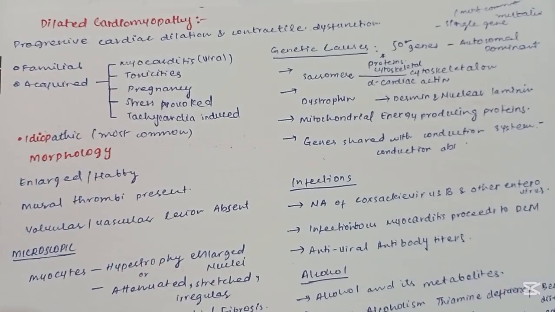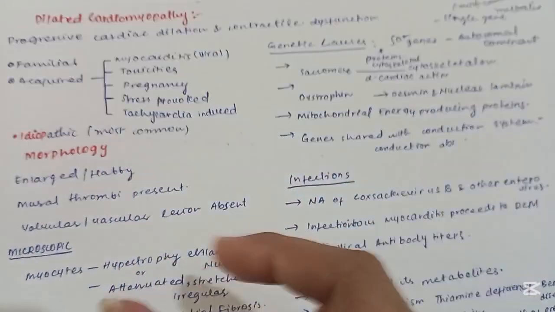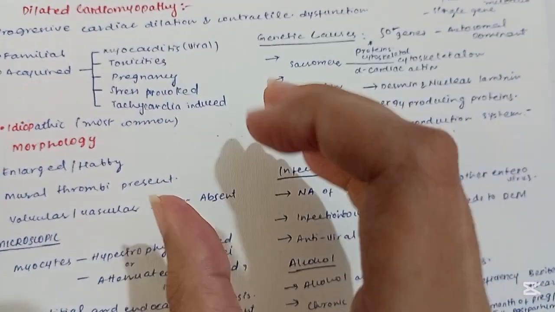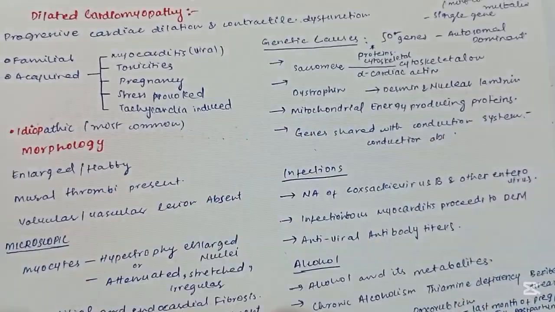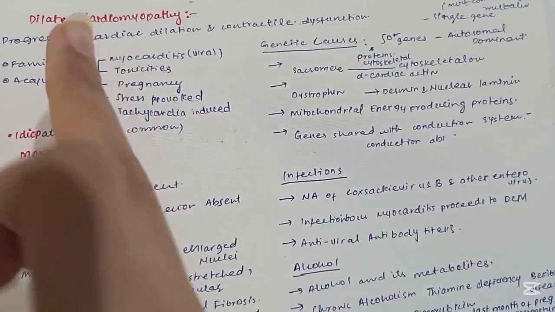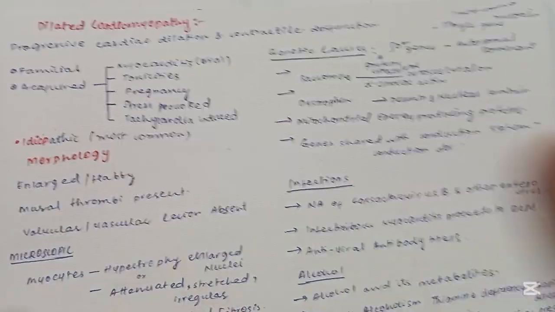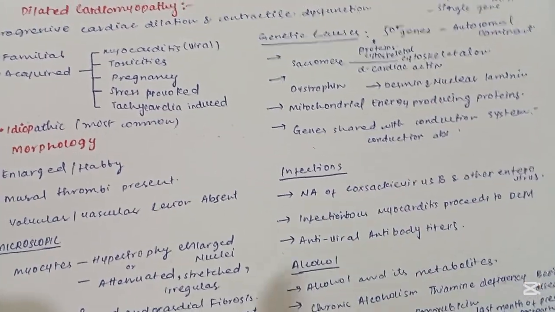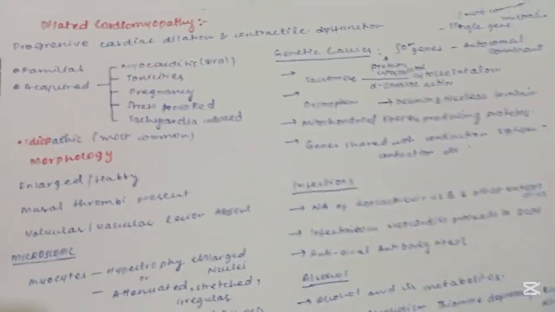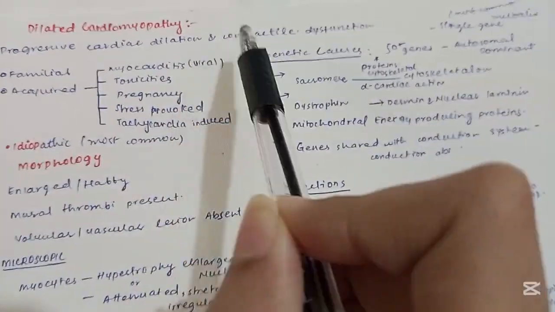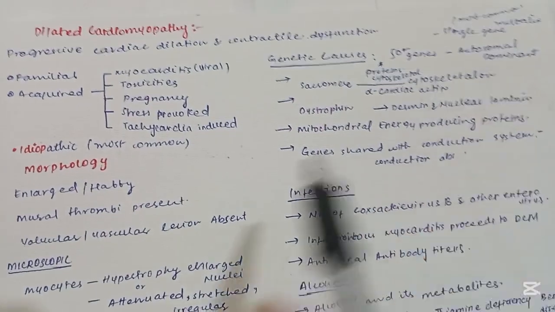Whereas in dilated cardiomyopathy, the walls may become thin or they may be normal, but the cavity inside actually increases in size. As a result of these differences, there is systolic dysfunction in dilated cardiomyopathy and diastolic dysfunction in hypertrophic cardiomyopathy. In dilated cardiomyopathy, there is progressive cardiac dilation and contractile dysfunction.